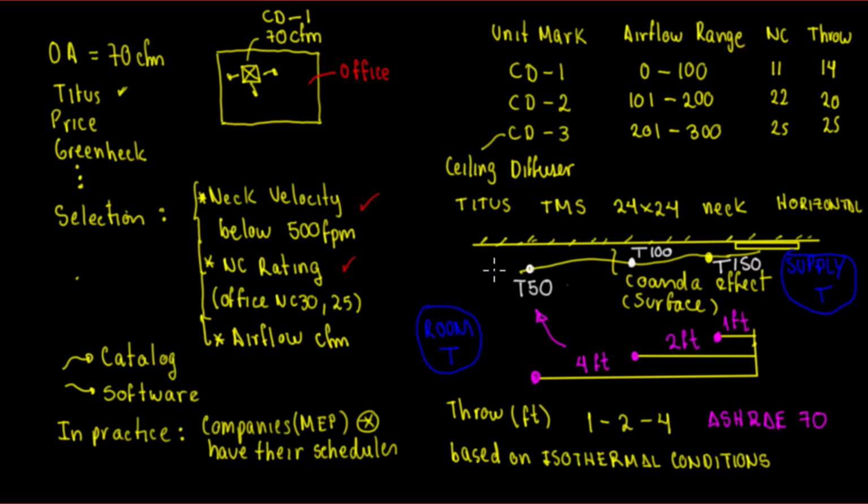And the only issue is going to be this T70, because when it's 150, little effect. 100, some effect. 50 is more effect. It affects completely. The throw is not going to be the same. It's going to be less, or it's going to be more, depending on whether it's heating or cooling, or depending on whether this air diffuser is vertical or horizontal. So actually that's what we're going to see in the next video.